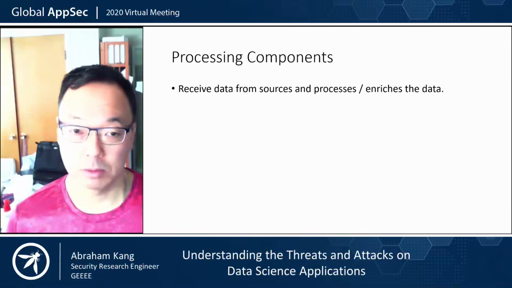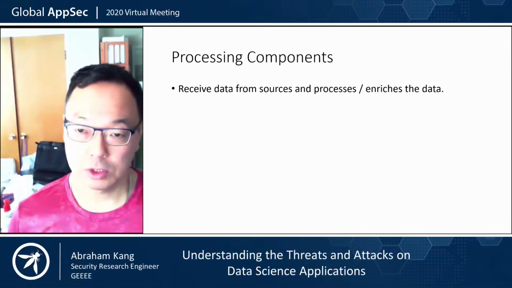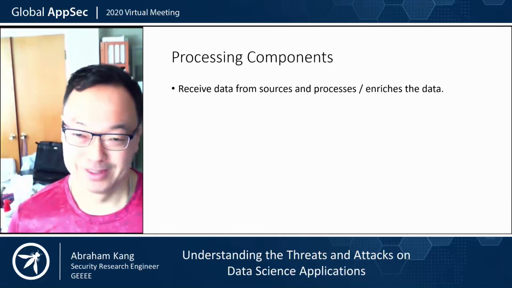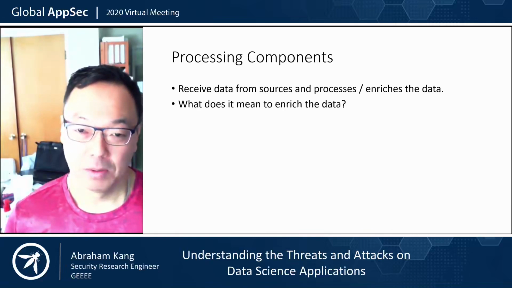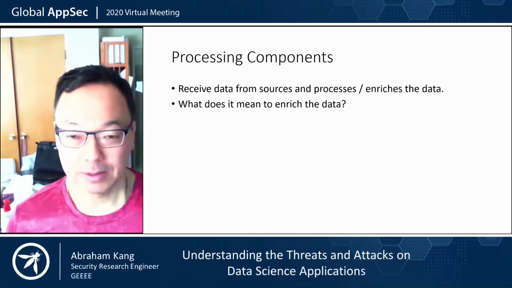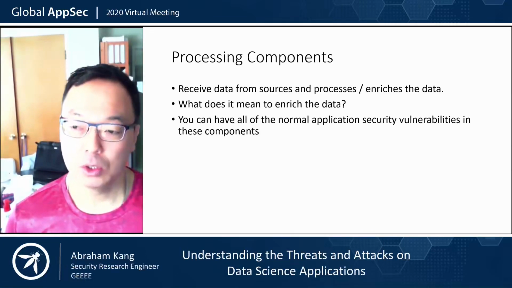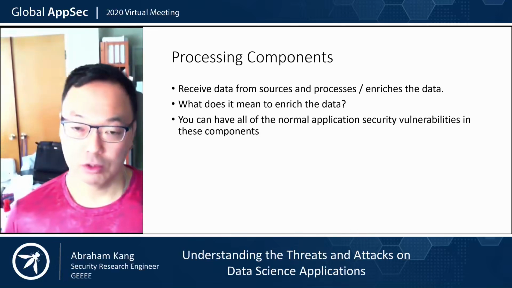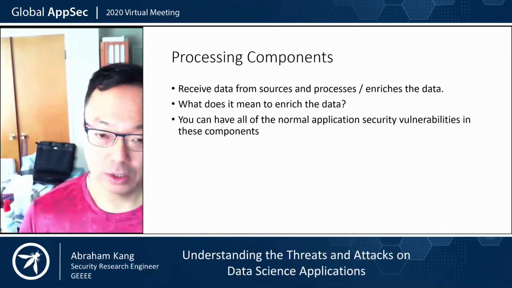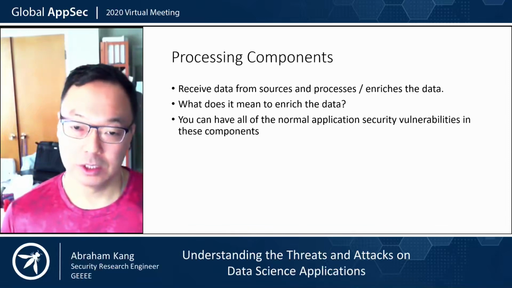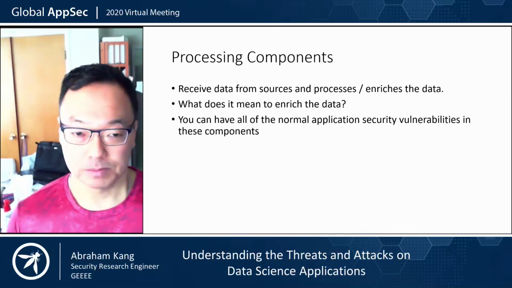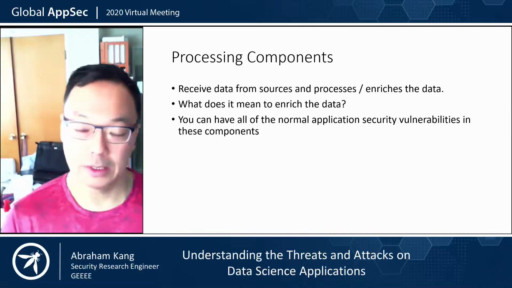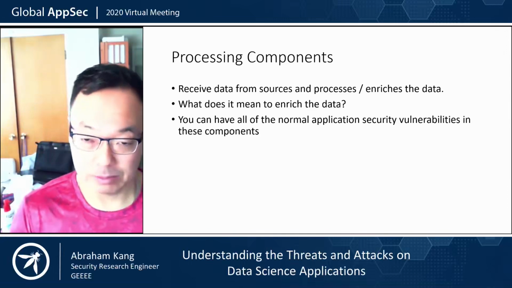So let's talk about processing components. They receive data from sources and process or enrich the data. So what does it mean to enrich the data? Basically, you're taking data from other systems and you're trying to add more data to the existing data. And when you do this, you're using the data that you received in the objects.